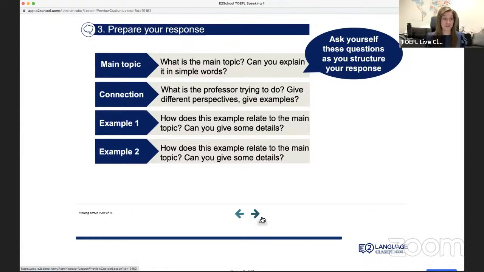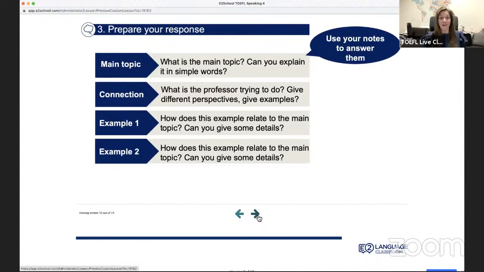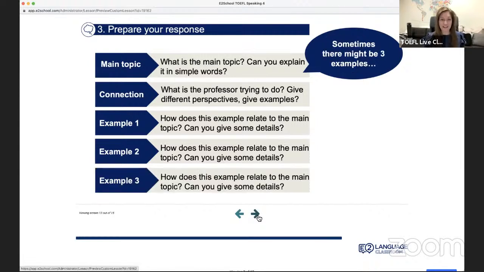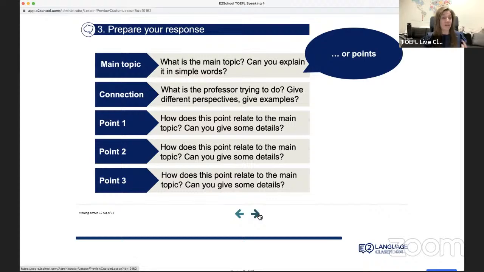Yes, you can absolutely use notes while you're presenting. You have about 20 seconds to write your notes, and then you can refer to them the whole time during the 60 seconds to present. So we want to use our notes to answer these questions. And again, it's a good guide. Be flexible. Occasionally there are 3 examples, or they might be points rather than examples.